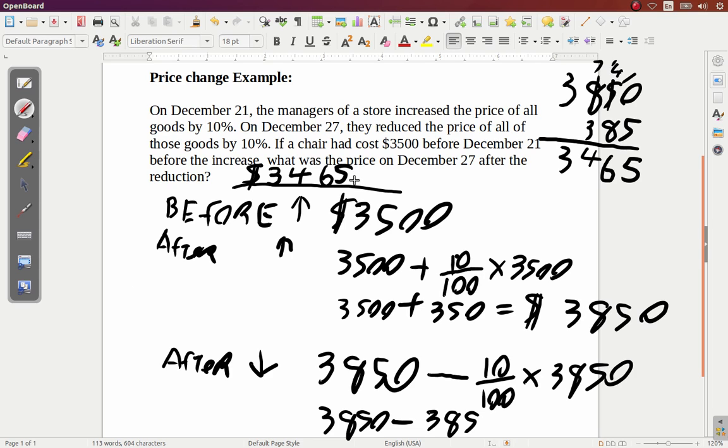You see that the final cost is less because what you're taking off is 10% of a bigger amount of money. Before, you added on 10% of a small amount, $3,500. Later on, you take off 10% of a bigger amount, $3,850. So you take off more than what you had put on in the first place. So since you take off more, you get a lower price, $3,465. Alright.